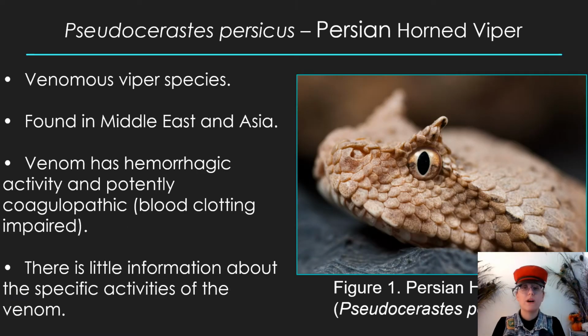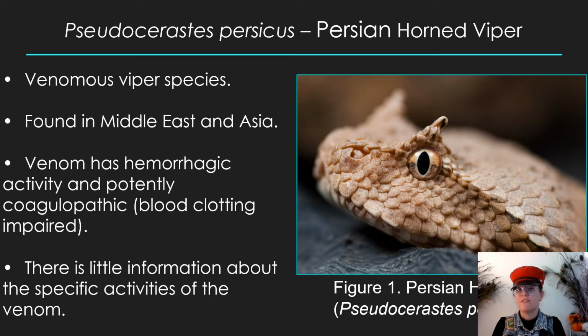Now you may be wondering what P. persicus is. Well, it is the scientific name for the Persian horned viper. It is a viper species that is endemic to the Middle East and Asia, and it gets its name for the horn-like structures that are above its eyes as shown in the photo, and for its dispersion in what was once Persia but is now modern-day Iran.